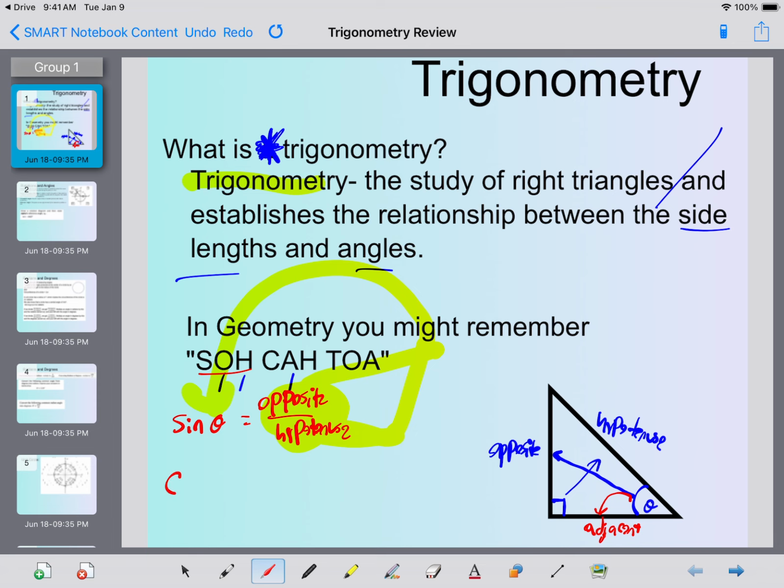And the same thing goes for cosine. If you are given the length of your adjacent side and you're given the length of the hypotenuse, you could figure out what that angle is. Same thing for tangent. If you are given the opposite side and you're given the adjacent side length, you could figure out what this angle is. And that's really all trigonometry does. It establishes a relationship between the ratio of side lengths and the angles.